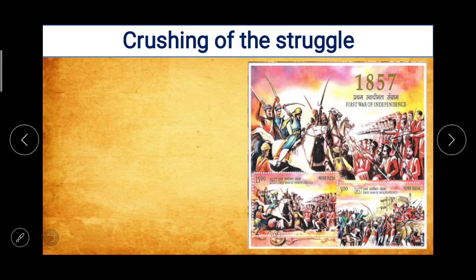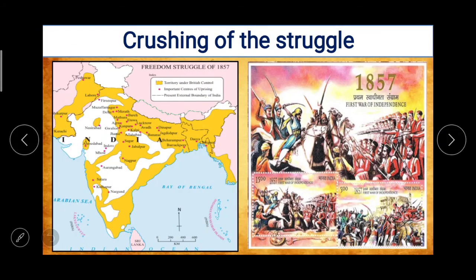Now today in the same topic we will be learning the points: crushing of the struggle, causes of failure of the struggle, consequences of the freedom struggle, and end of rule of East India Company. So the first point with which we are going to start today is crushing of the struggle.